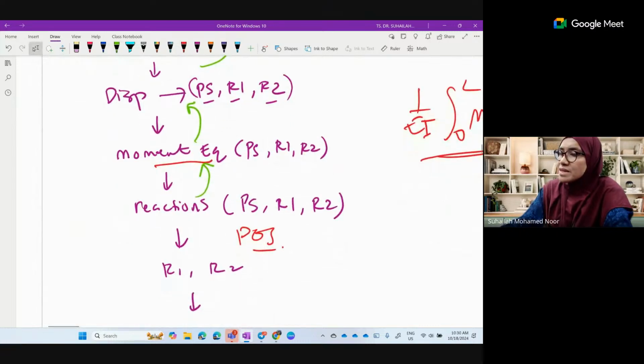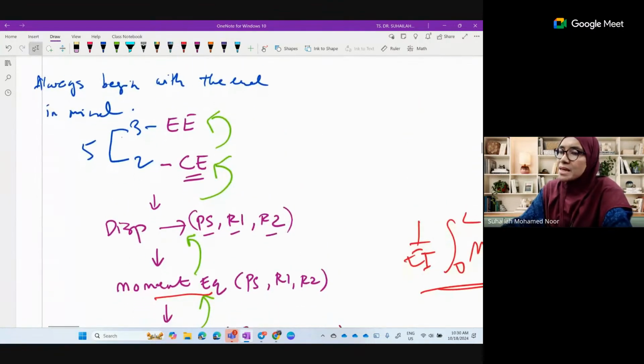Okay, maksudnya every step yang kita buat, kita nak capai kita punya objektif. Objective. That is why we have to know what is the objective. The objective is to calculate reaction. There are 5 unknown reactions which we cannot solve directly using equilibrium equation. So we have to divide into 3 and 2. So 2 is the redundant. So how to solve this redundant?